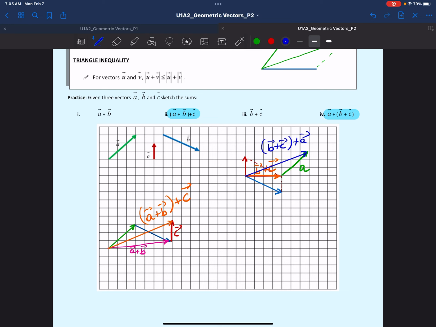I want us to compare these two vectors, so let me highlight them. So here is vector b plus c plus a. This is a plus b plus c. So as you can see, if you were to count them, we go 1, 2, 3, 4, 5, 6, 7, then 1, 2, 3. So it's the same.